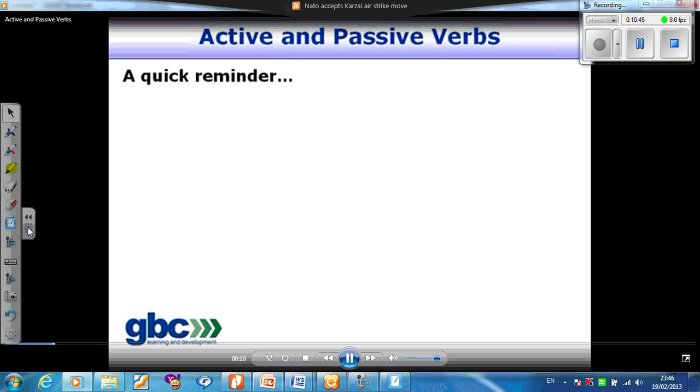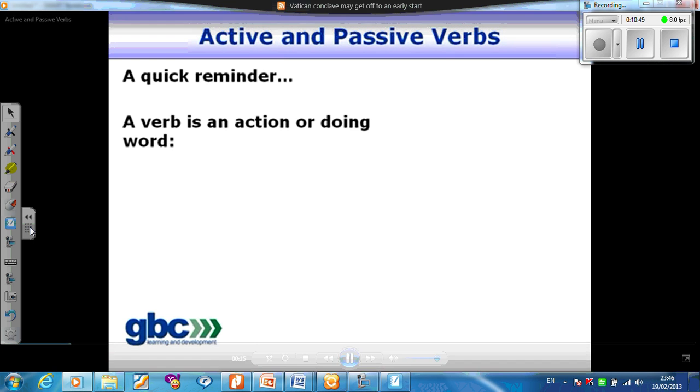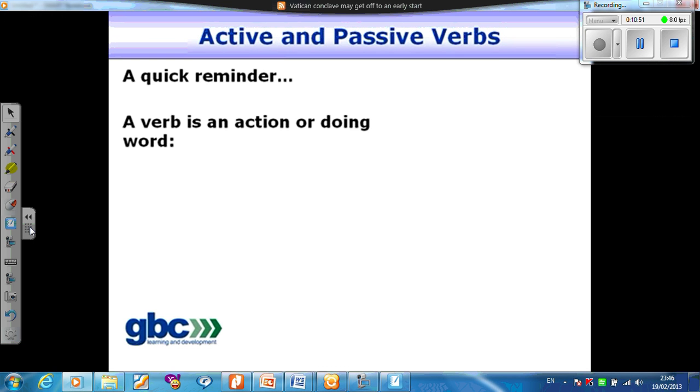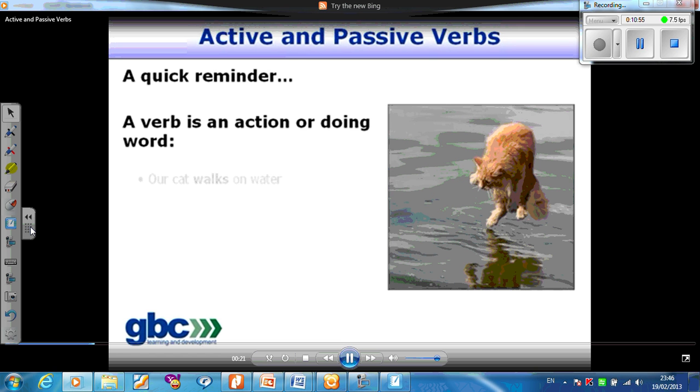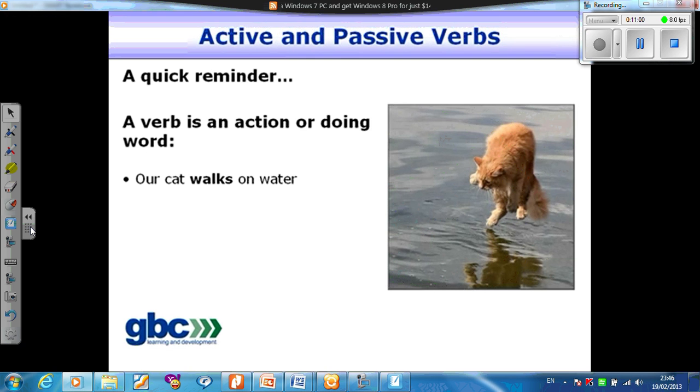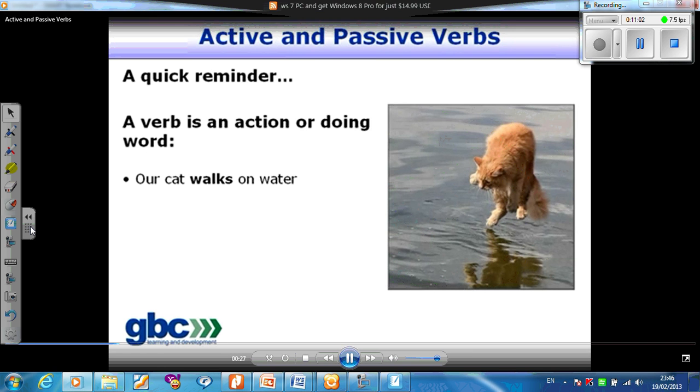Before we start, let's have a quick reminder as to what a verb is. A verb is an action or a doing word. You probably heard it described in that way at school. So let's have a look at an example. The first sentence is, our cat walks on water. Amazing cat. The verb is walks because that's the action or doing word.